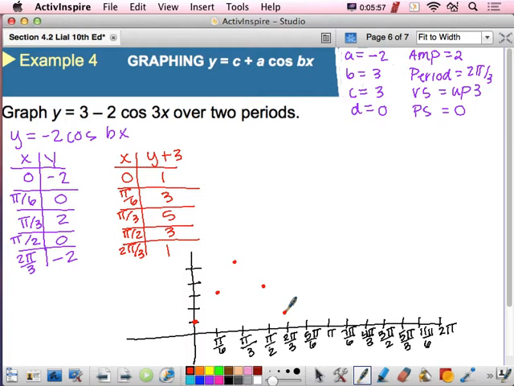So I want to continue that pattern one more time. This time we only have one space in between each one. So the next one will be where? At 3. And the next one will be at 5. And the next one will be at 3. And the next one will be at 1. Let's see what that looks like.